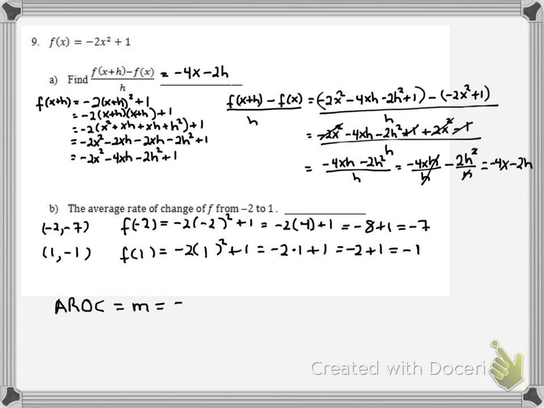So I'm going to do negative 1, change in y, so negative 1 minus negative 7 over 1 minus negative 2. Be careful with negatives. These two negatives become a positive. Negative 1 plus 7 is 6. Again, these two negatives become a positive. 1 plus 2 is 3. So after all is said and done, we get a nice average rate of change of 2. Not too bad there.